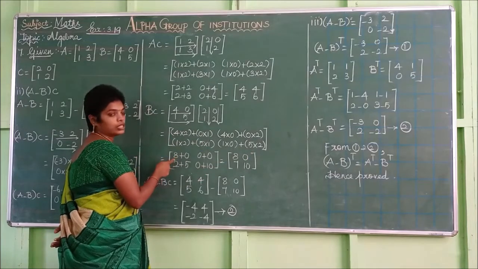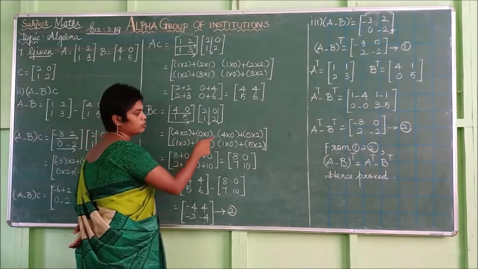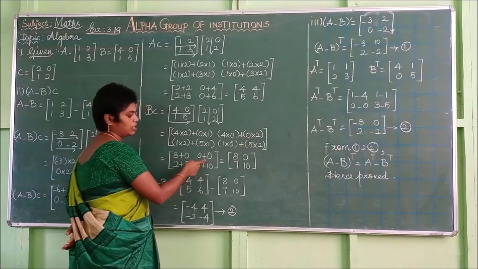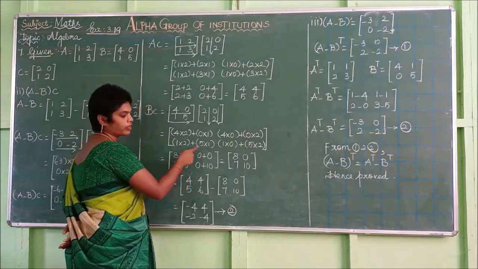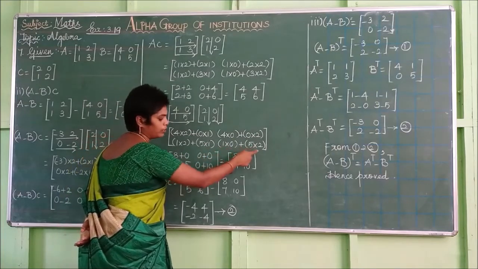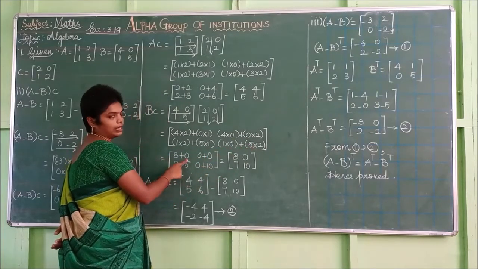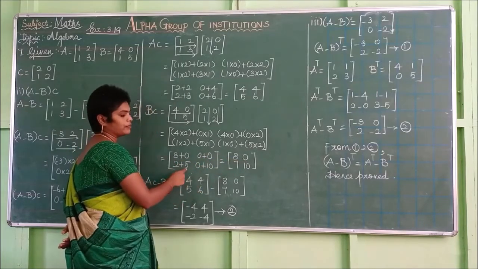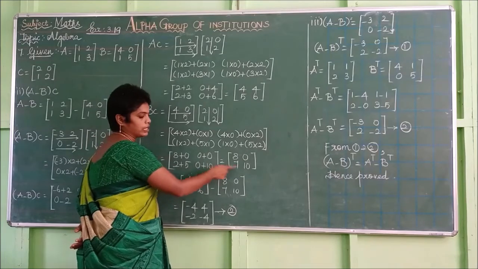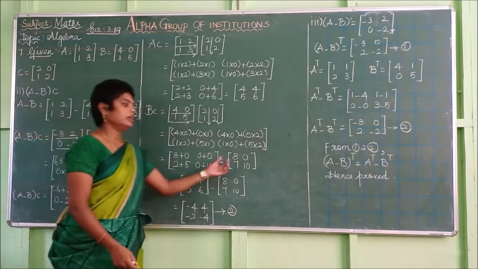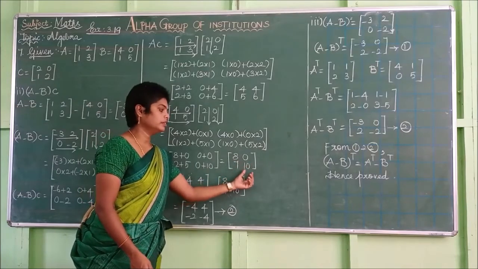Listen here, 4 2s are 8 plus 0. 4 into 0 is 0. 0 into 2 is 0. 1 into 2 is 2. 5 into 1 is 5. 1 into 0 is 0. 5 2s are 10. Now you can add 8 plus 0 is 8, 0 plus 0 is 0, 2 plus 5 is 7, 0 plus 10 is 10. So you got the value of the BC matrix which is 8, 0, 7, 10.